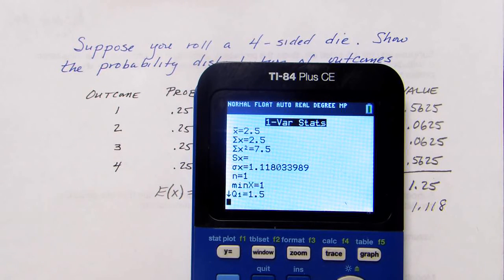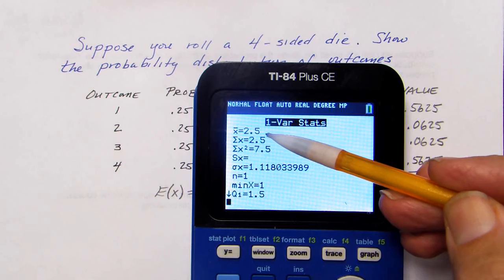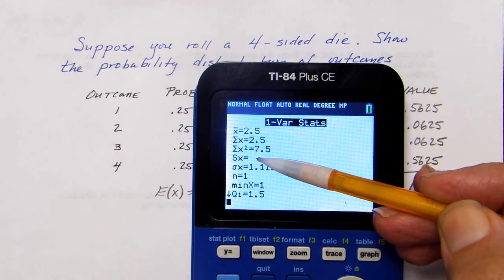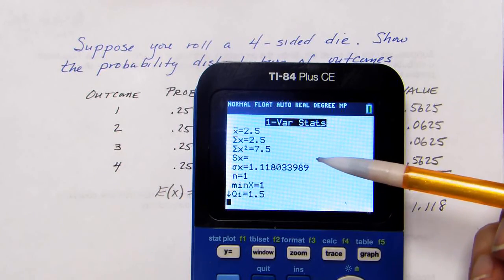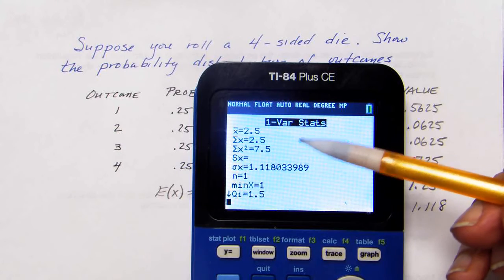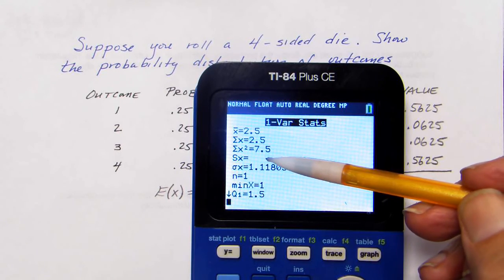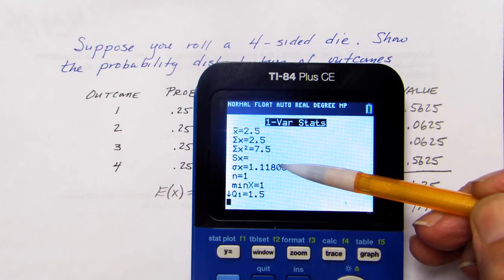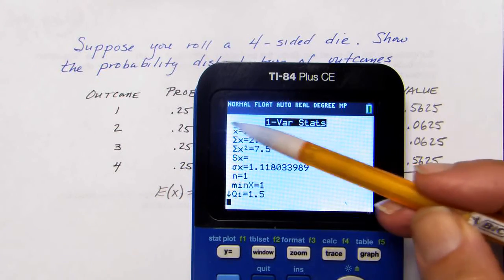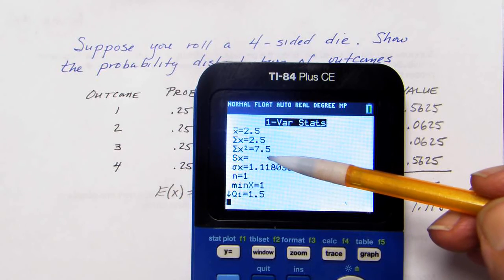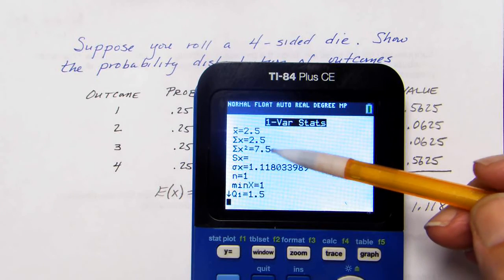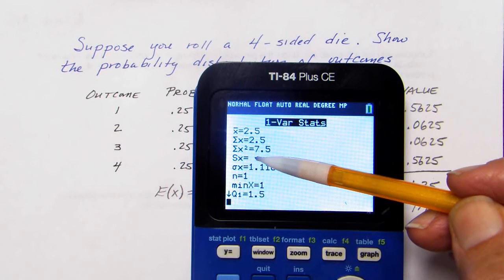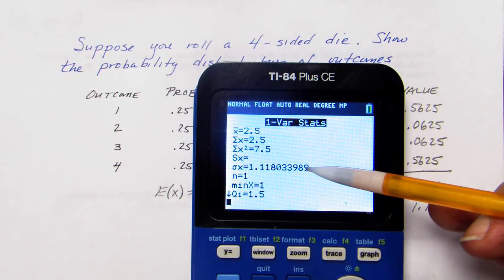This looks pretty familiar. You see that the average is 2.5 like we got by hand, but you'll notice there is no Sx this time. In the past, when we had frequencies here, we were getting Sx. Now we don't get that. All we get is sigma x, which is the population deviation, 1.118. So that's one thing to note: when you work with probabilities rather than frequencies, which are integer values, you're not going to have an Sx. You're going to actually have sigma x right here.